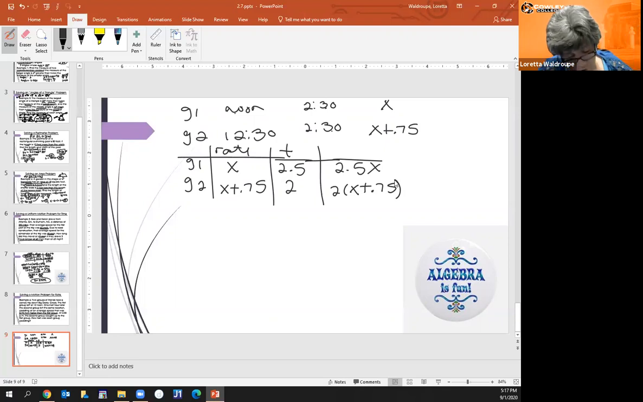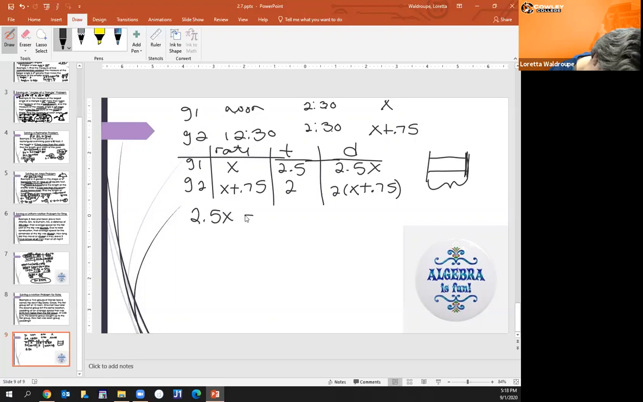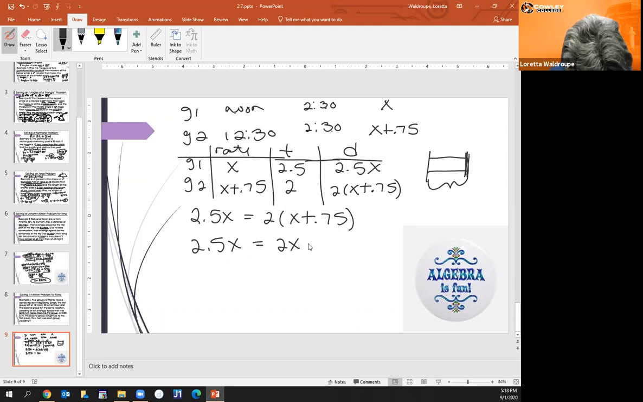But they don't give us a total distance. But think about this. If they leave at the same place and they meet up down here, those two distances are equal. So you're going to say 2.5x equals 2 times x plus 0.75. Distribute your 2. 2 times x is 2x. 2 times 0.75 is 1.5.